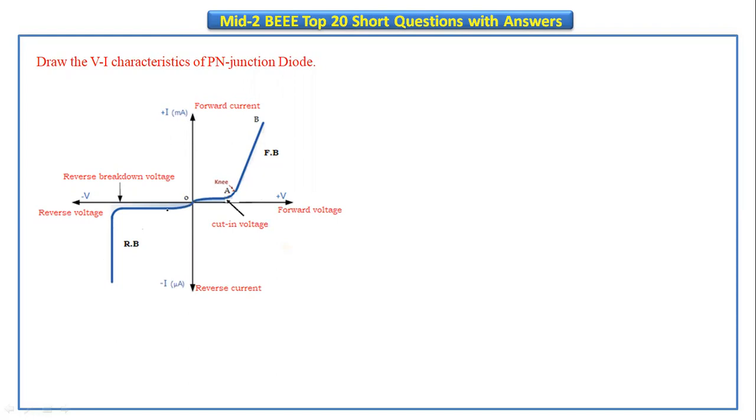In the reverse bias, up to this point a small leakage current flows. If we apply a voltage beyond the breakdown voltage, the current increases drastically. These are the reverse bias characteristics, and this point is called the cut-in voltage, and it is the knee point. This is about the VI characteristics of PN junction diode. In this particular question, you just have to draw the diagram and indicate the parameters.